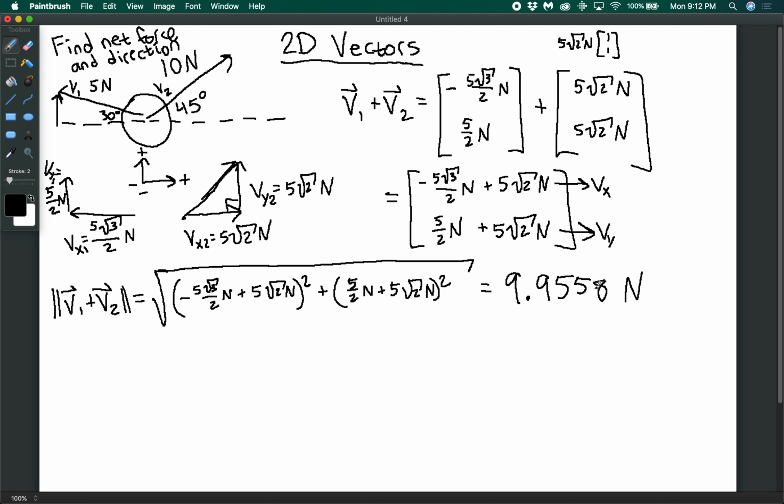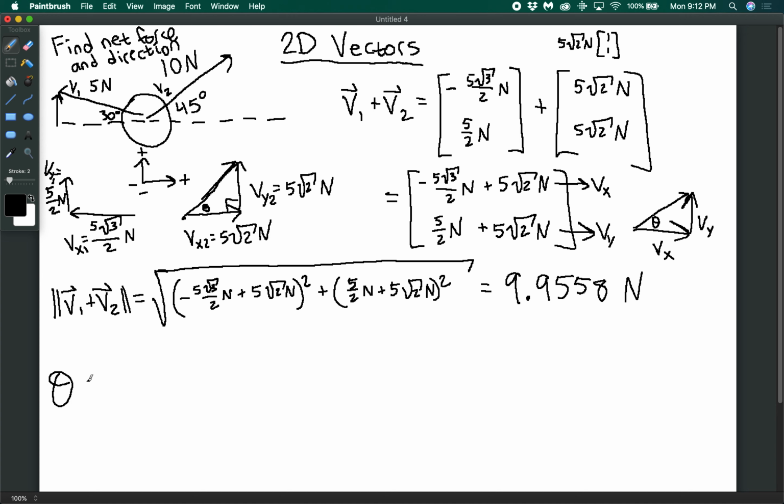But to really complete this, I need to know what direction it's pointing in, because a resultant force that points to the left is very different than a resultant force that points to the right. It's going to give rise to very different behavior in the object. So how do I find this angle theta that these two vectors make? Because I have some Vx, Vy, and I've just found the magnitude. I found this, and now I want to find this. So to do that, we use more trig.